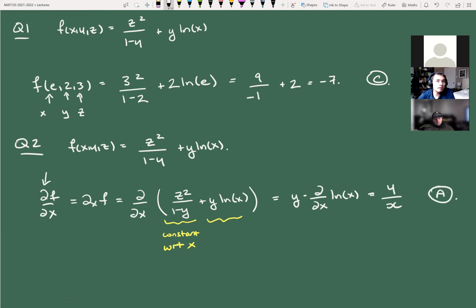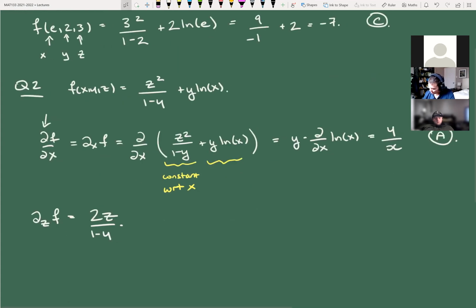Okay, someone very cleverly pointed out option C is actually the Z partial. So the partial with respect to Z is 2Z over 1 minus Y. And then let's see if I can do the Y partial really, really quickly. So this is going to be negative, but I pick up an extra minus sign. So this is going to be Z squared all over 1 minus Y squared plus ln X.